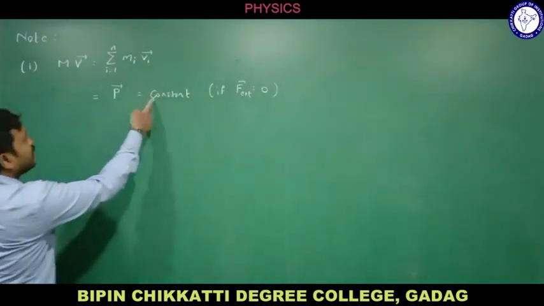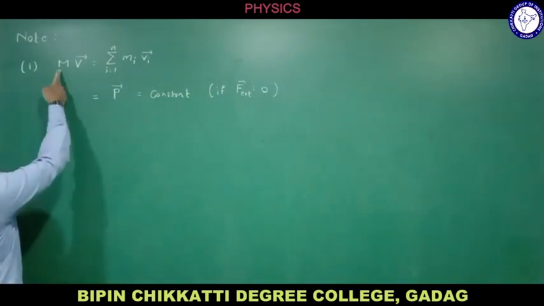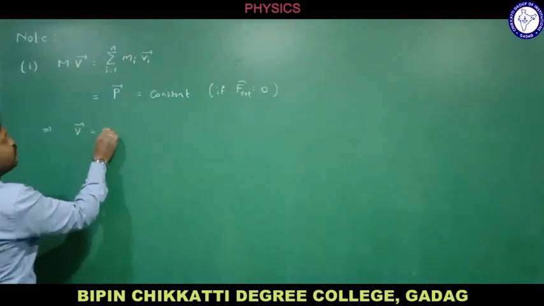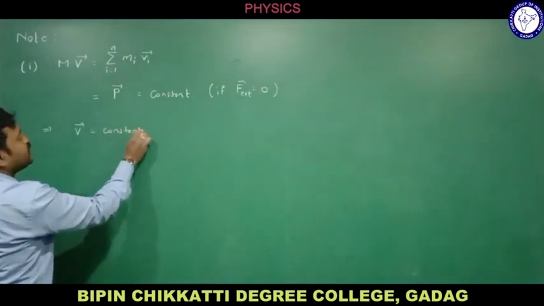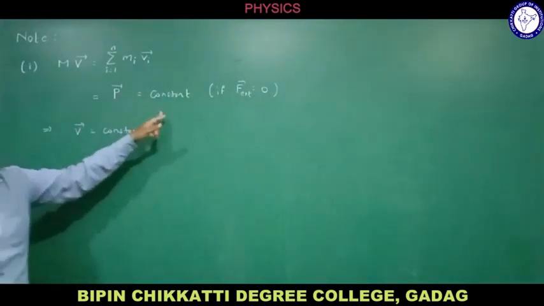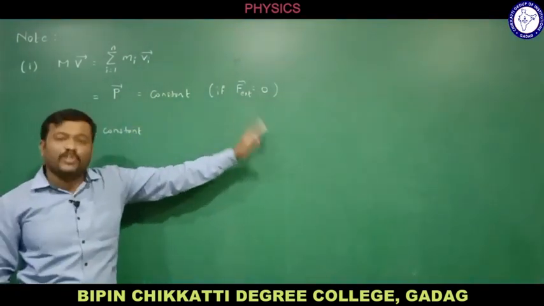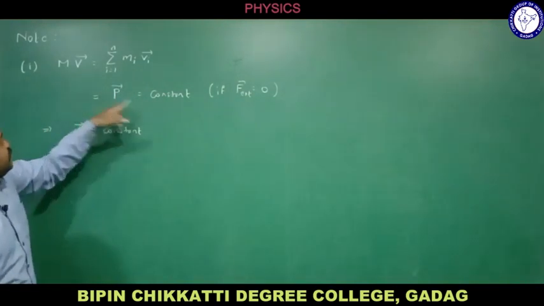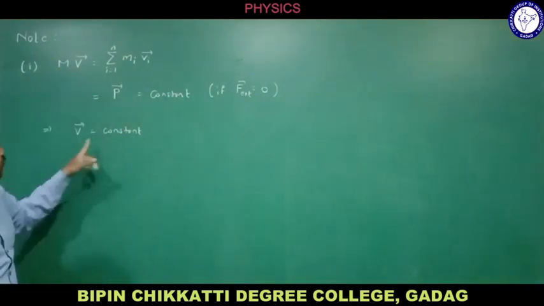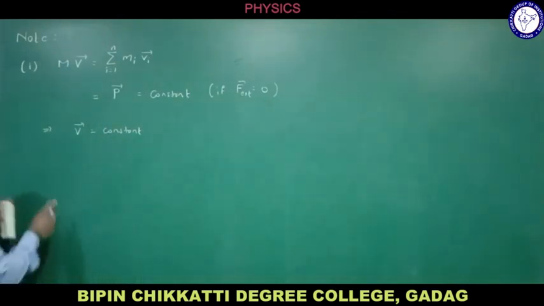So if momentum becomes constant, then what happens? Mass will not change. That implies the velocity will also be constant, right? So do remember, this is nothing but momentum. Momentum is constant if the external force acting on a system is 0. If this is constant, m is of course the mass of the body, it is constant here, v also becomes constant, right? Okay, let me write about this.